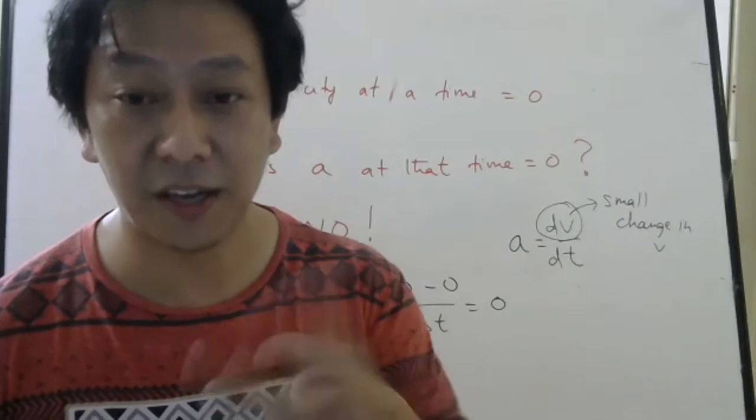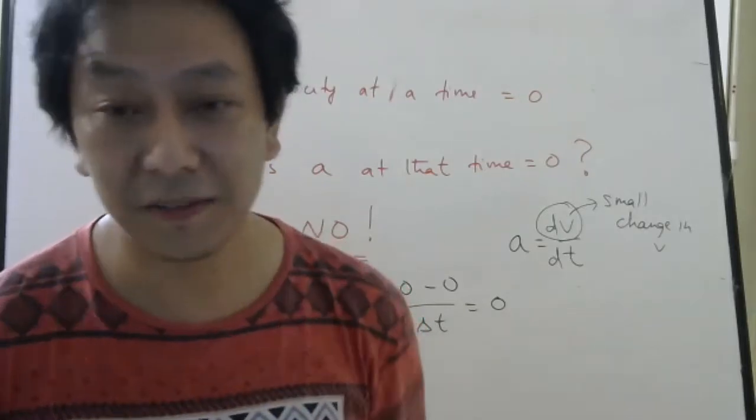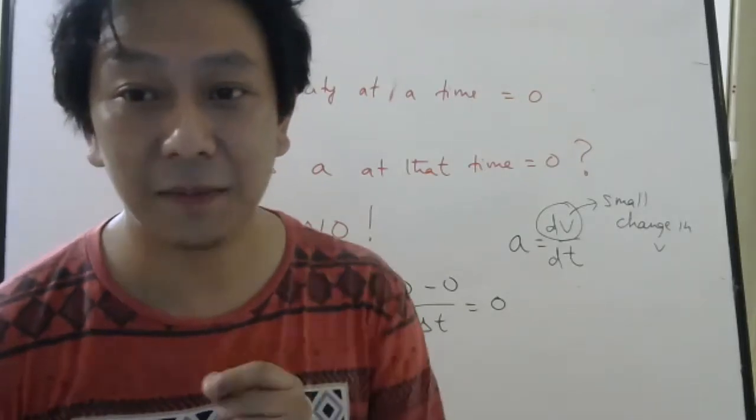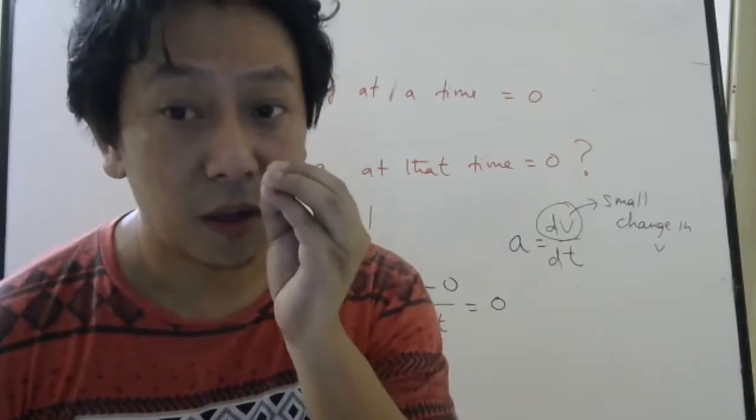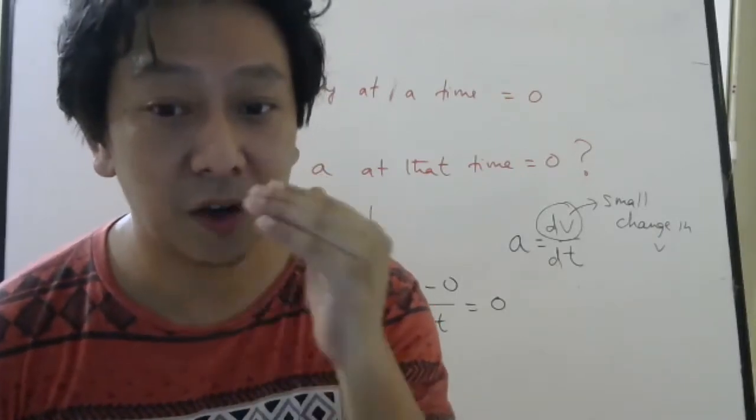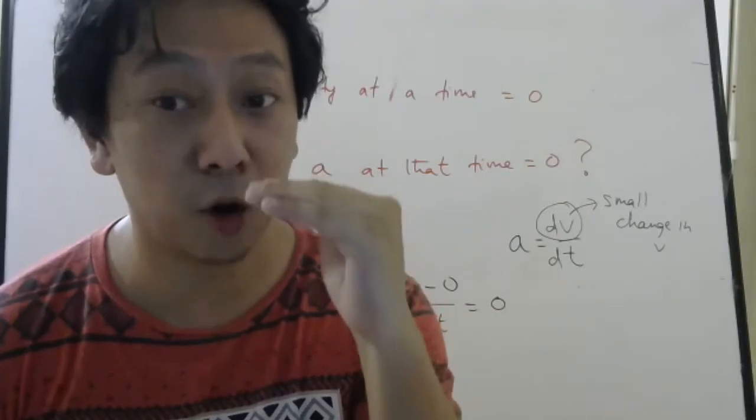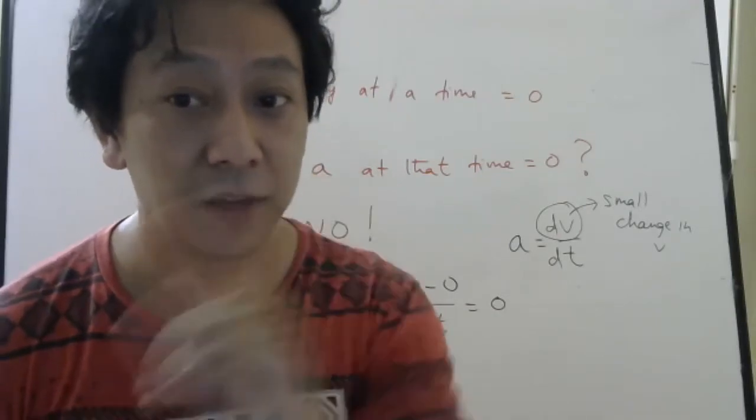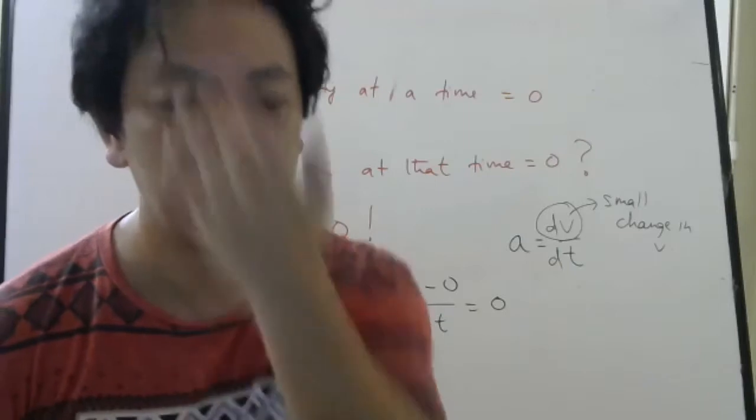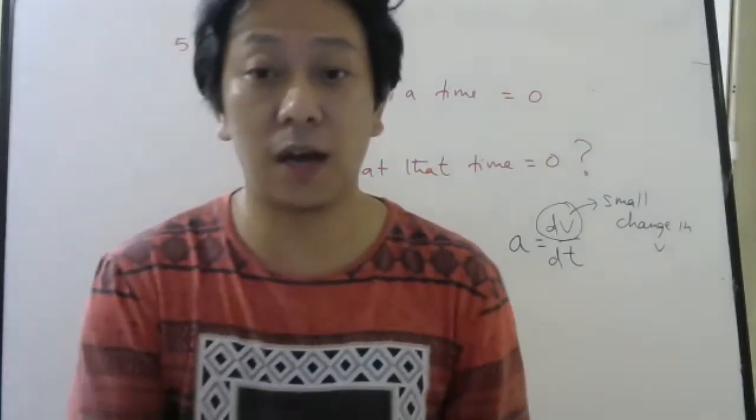If velocity is constant, acceleration will be 0. No, you are telling me that. I'm asking for an example where velocity is 0 at a moment. Velocity is 0, but acceleration is not 0. The example is when you throw a ball up.